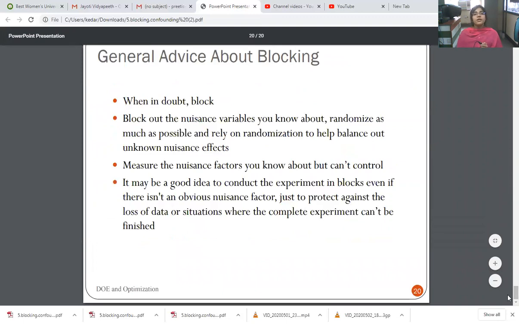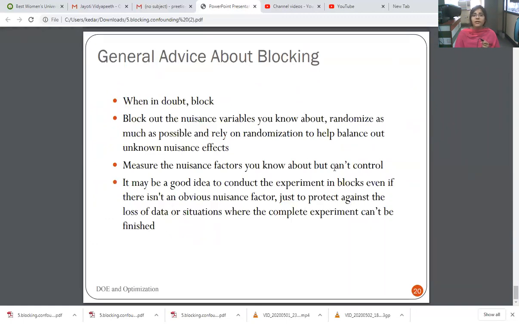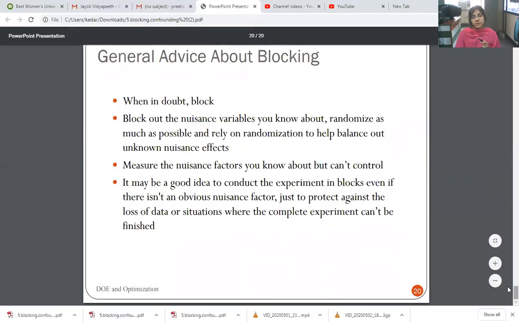So we move to the general advice about blocking. When in doubt, block out the nuisance variables you know about and randomize as much as possible, and rely on randomization to help balance out unknown nuisance effects. Measure the nuisance factors you know about but can't control. It may be a good idea to conduct the experiment in blocks even if there is no obvious nuisance factor, just to protect against the loss of data or situations where the complete experiment can't be finished.